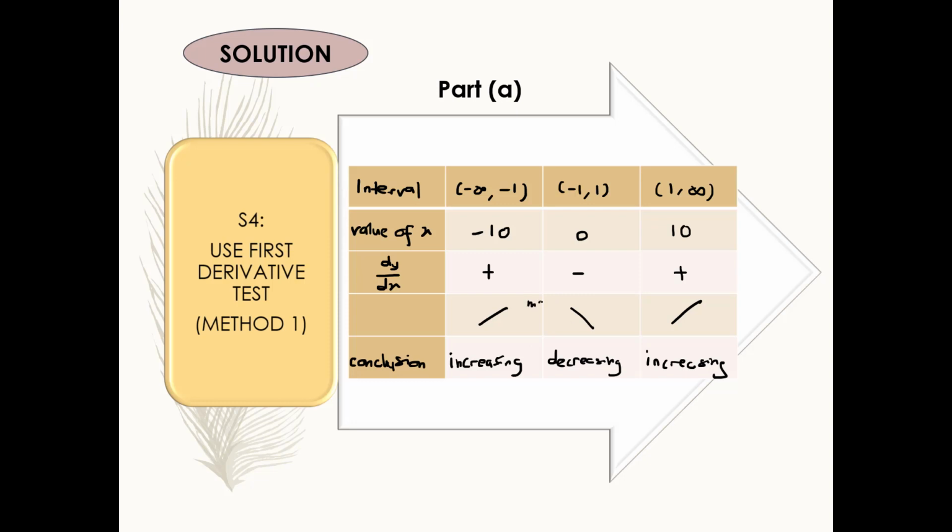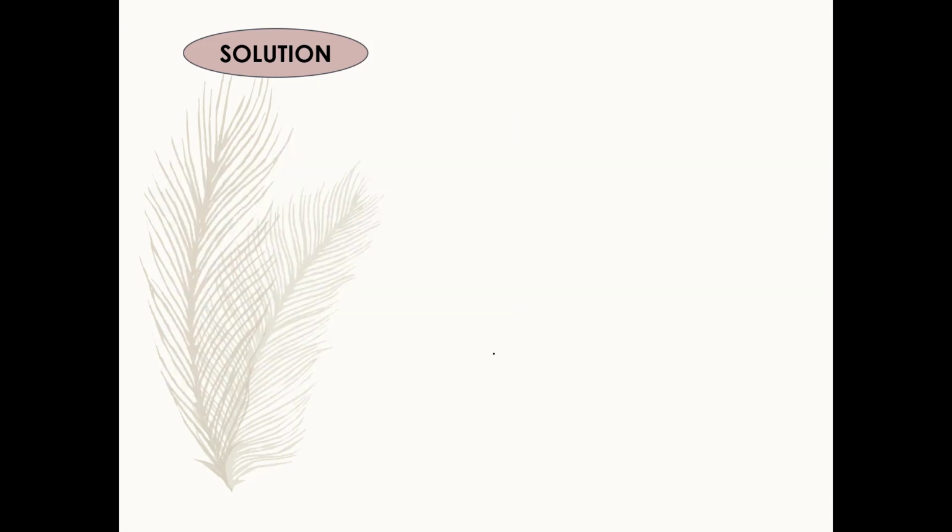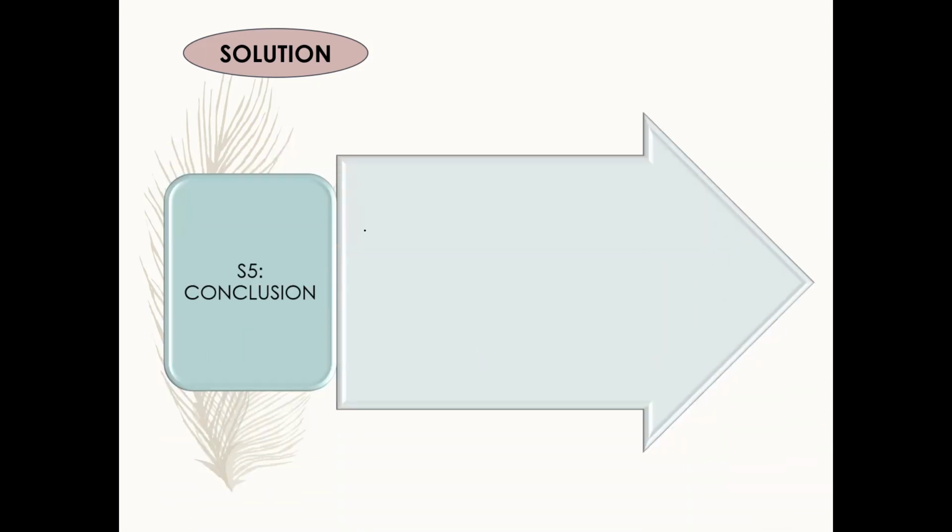Okay, so when increasing then decreasing, we get maximum. When decreasing then increasing, we get minimum. So the conclusion is, we got the maximum point is (-1, 4), and the minimum point is (1, 0).